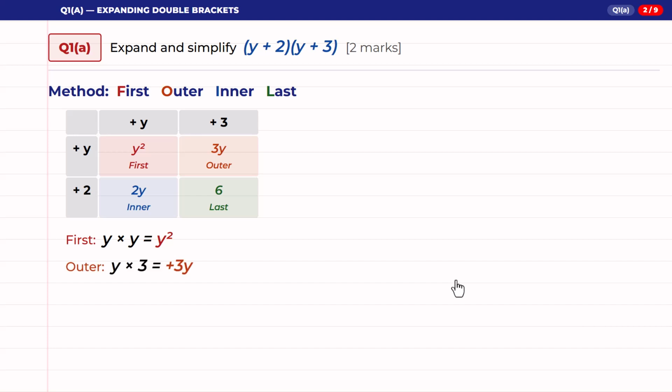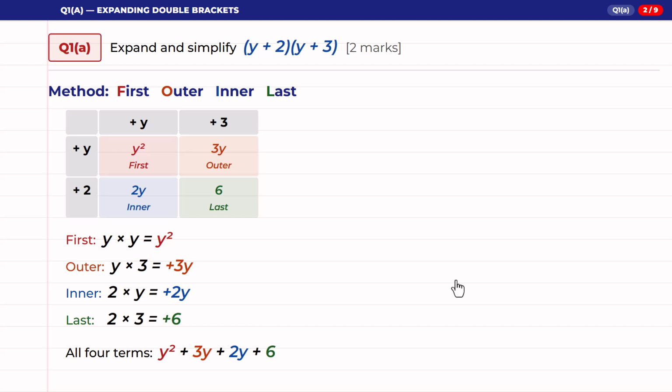Outer, y multiplied by 3. That is simply positive 3y. The sign is positive because both terms are positive. Inner, 2 multiplied by y. That gives positive 2y. Last, 2 multiplied by 3 equals 6. We now have all four terms.